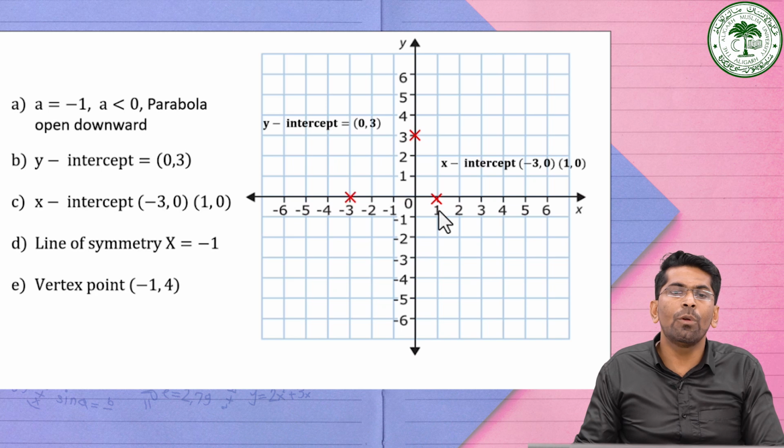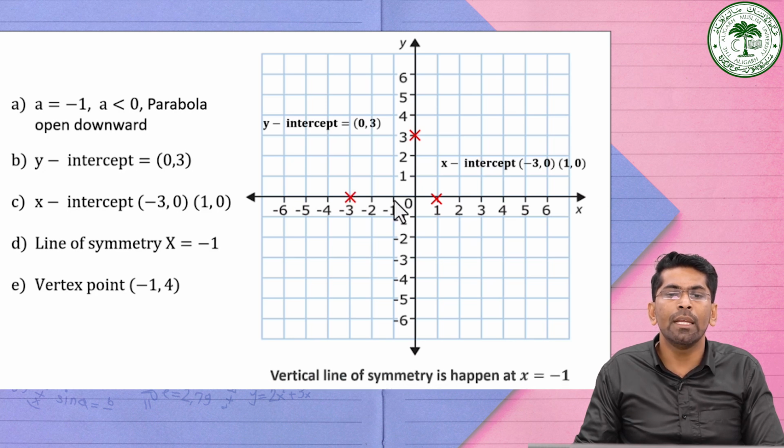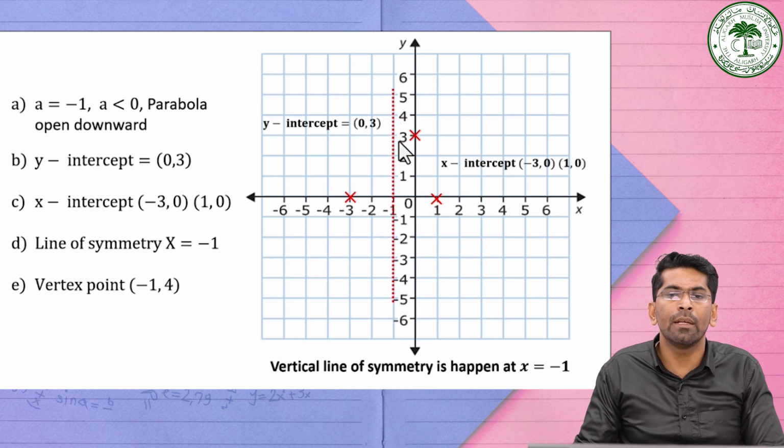Then we have to draw the line of symmetry. See, the line of symmetry will happen when x is equal to minus 1. So, x is equal to minus 1 is here. So, this is the line of symmetry. See, I am drawing it here, this is the line of symmetry. So, the maximum point will happen on this particular line.